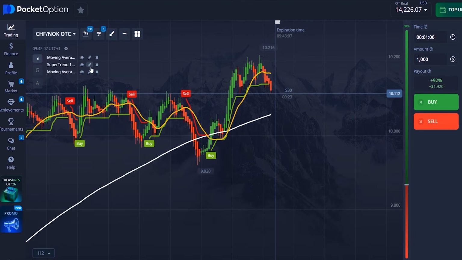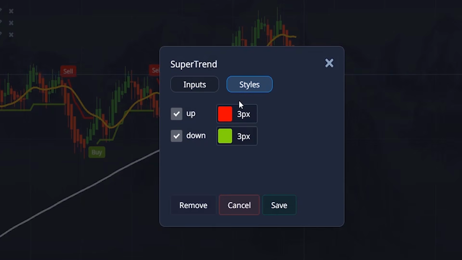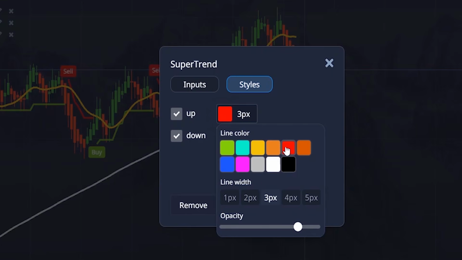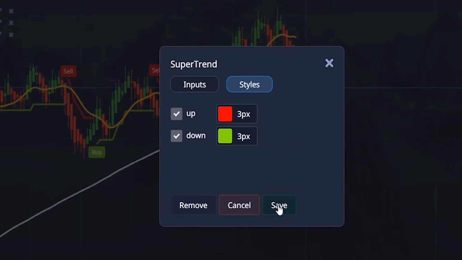The super trend indicator comes with the settings of the ATR period of 12, the multiplier as 1.3. Right here on the style level, at the up section, I'm going to be using a red color. I'll set it on 3 pixels. While the down section, I'm going to be using a green color. I'll set it on 3 pixels as well. So when I'm done, I'll click on save.